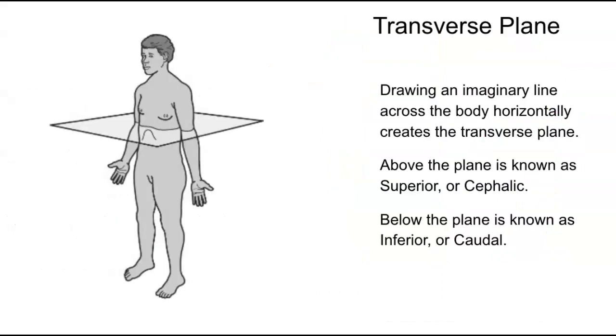Transverse plane draws an imaginary line across the body horizontally, creating a transverse plane. Above the plane is known as superior or cephalic. Below the plane is known as inferior or caudal.